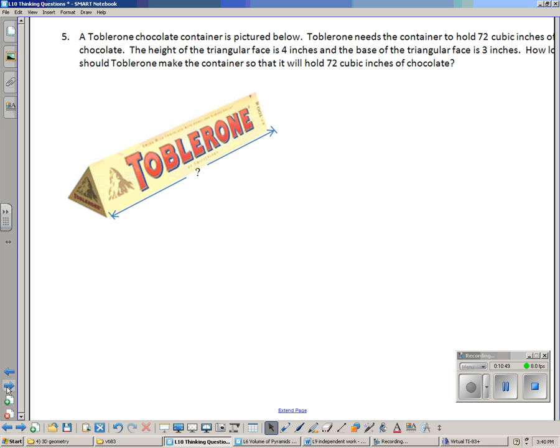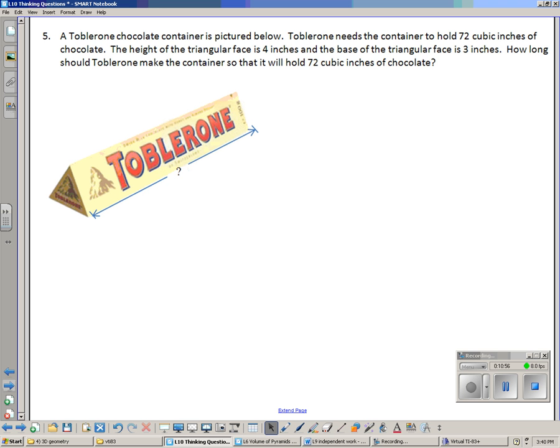Last but not least, number 5. It says a Toblerone chocolate container is pictured below. Toblerone needs the container to hold 72 cubic inches of chocolate. The height of the triangular face is 4 inches and the base is 3 inches. How long should Toblerone make the container so that it will hold 72 cubic inches of chocolate?